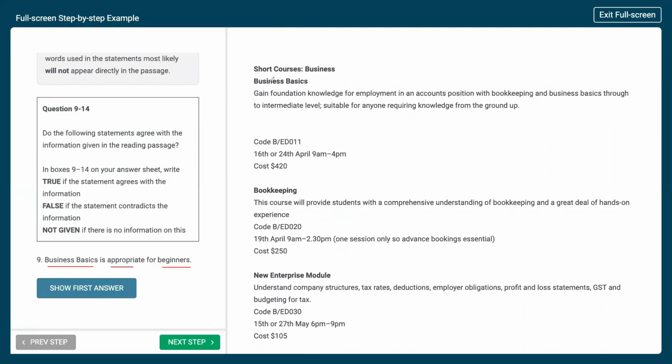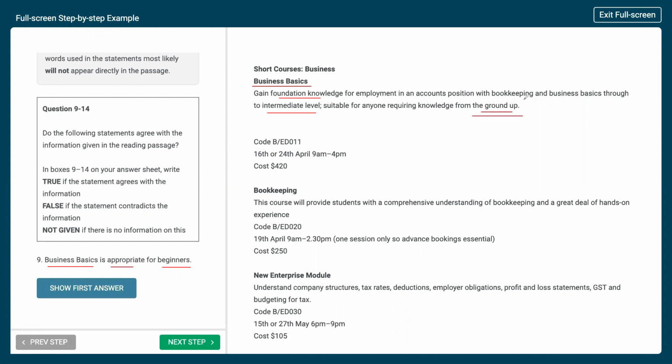And right in the beginning, we see our business basics. Lucky us. Okay, let's understand what the passage is telling us about it. We see gain foundation knowledge for employment in an accounts position with bookkeeping and business basics through to an intermediate level, suitable for anyone requiring knowledge from the ground up.